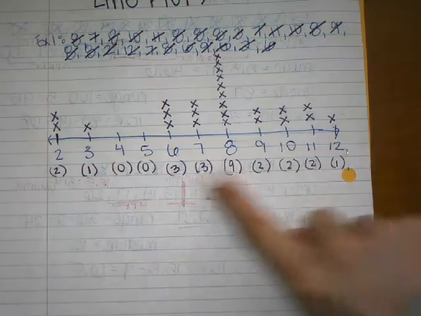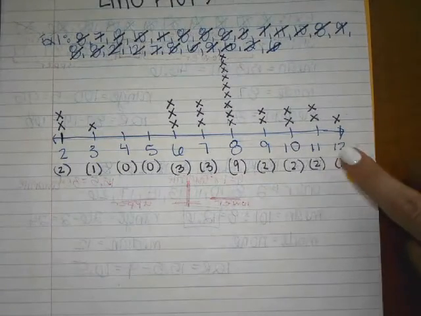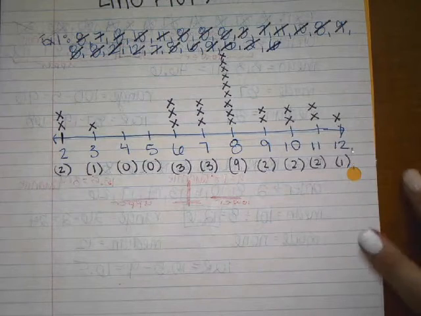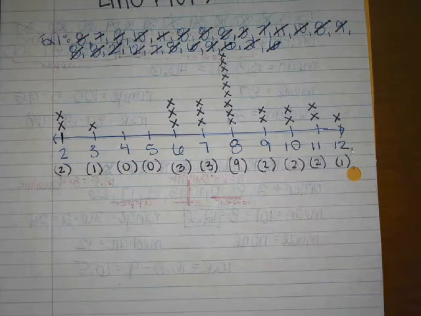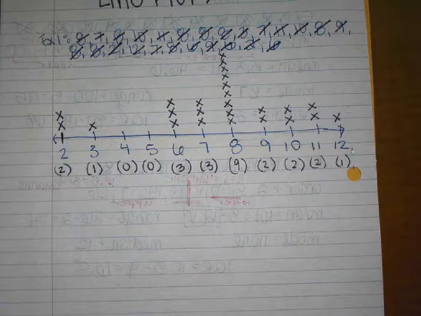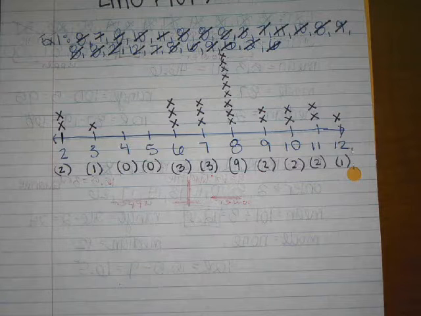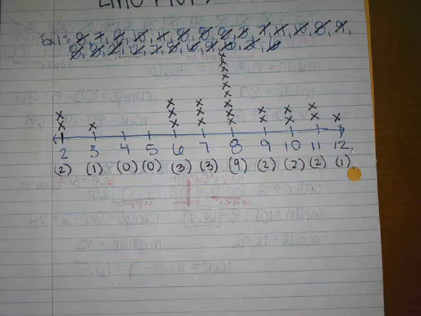You do not have to write the numbers below. The numbers below that I put in parentheses are the number of X's that are there. I just did that to make it easier so you guys could see, but that is not a necessary step. Is that understood? Okay. Questions on line plots?